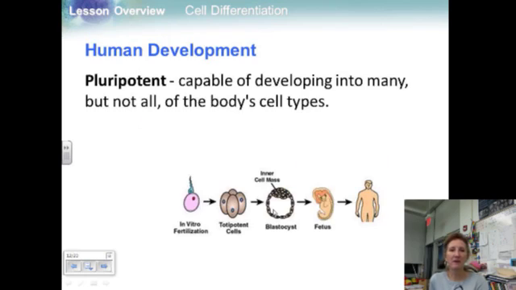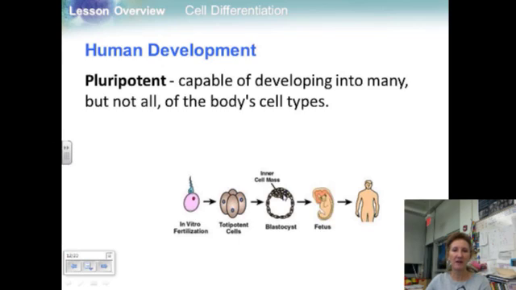So after about 4 days of development of the fertilized egg, the human embryo forms what's called a blastocyst. It's a hollow ball of cells with a cluster of cells right here inside, and this cluster of cells is called the inner cell mass. The cells of this inner cell mass are said to be pluripotent, which means they are capable of developing into many, but not all of the body's cell types.